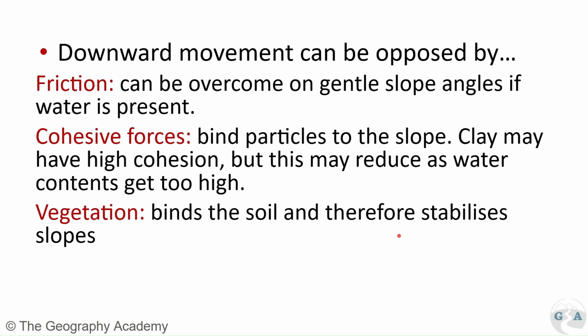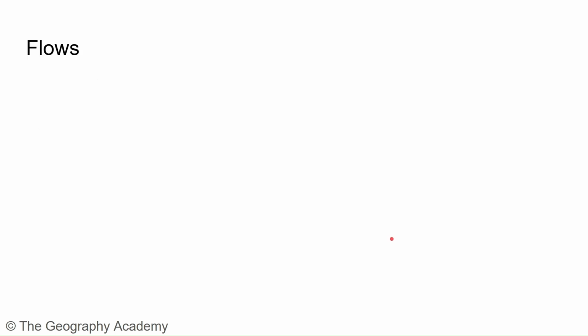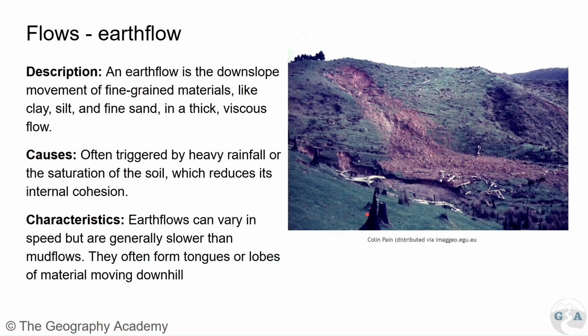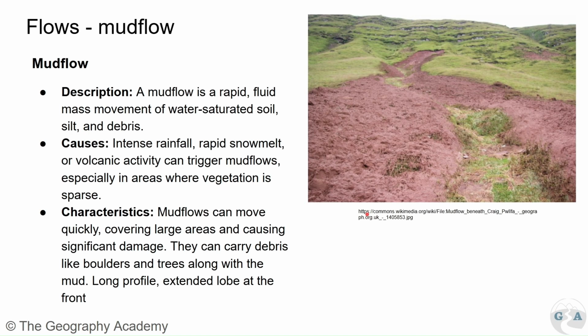So downwards force then opposed by things like friction, cohesive forces, and vegetation. So anything changing that will interrupt it. We have different types of mass movement. We've got our flows. We have the mud flow, rapid movement, with an increase in the amount of water that's in and mixed with the soil.